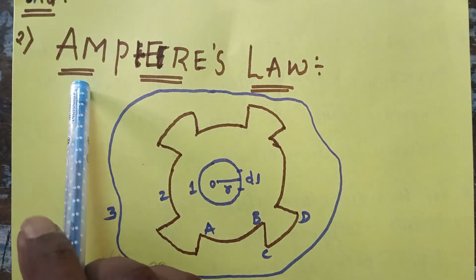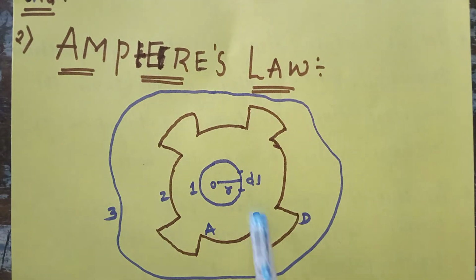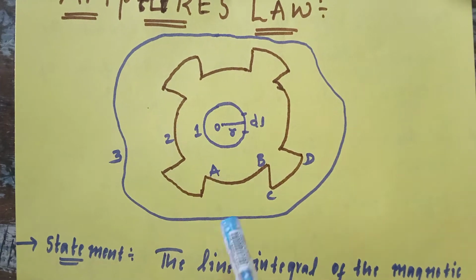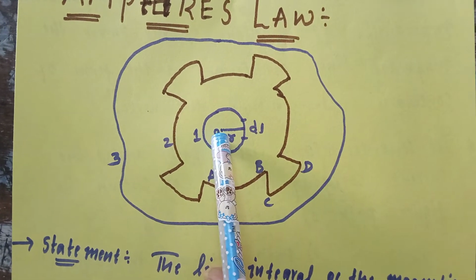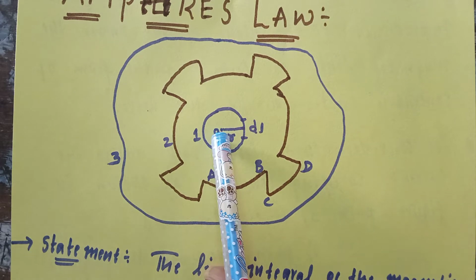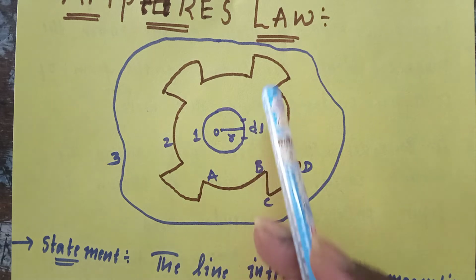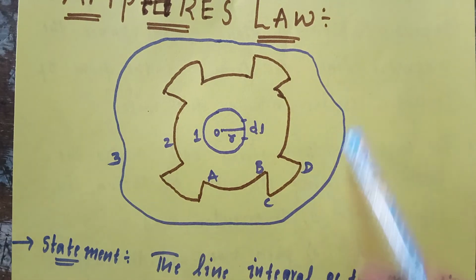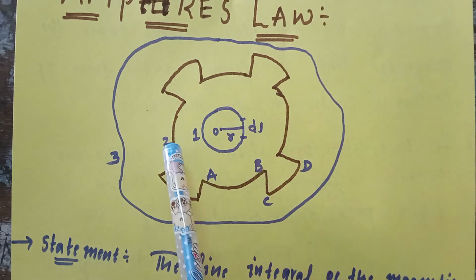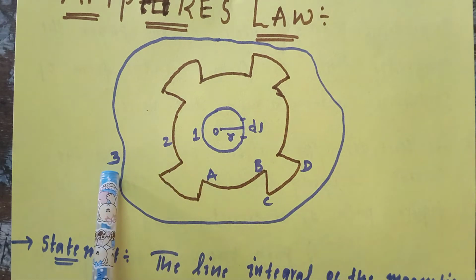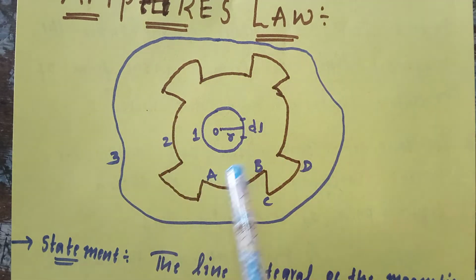Now the second important topic, Ampere's law. Now this is the diagram, you can understand. The current carrying conductor passes through the center. So you know a current carrying conductor always produces a magnetic field. So these are the magnetic field lines. Now this is the first path, this is the second path, this is the third path. Magnetic field lines are formed.